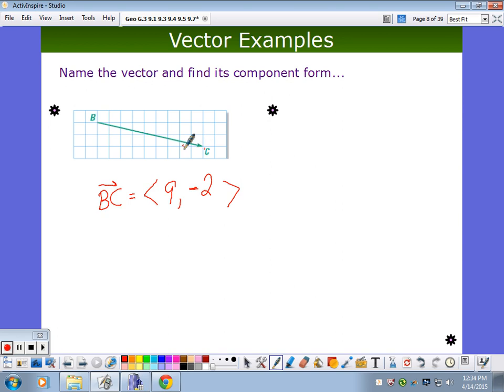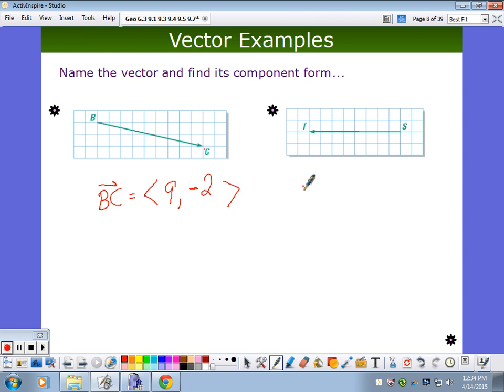Now the arrow here, it's not like a ray where this goes forever. It's stopping right here. It's done. That's your vector. And then let's look at this one. Let's think about how you name that and what its component form would be. Does anyone want to try it? So how am I going to name it? What am I, horizontal, right? Start with horizontal.